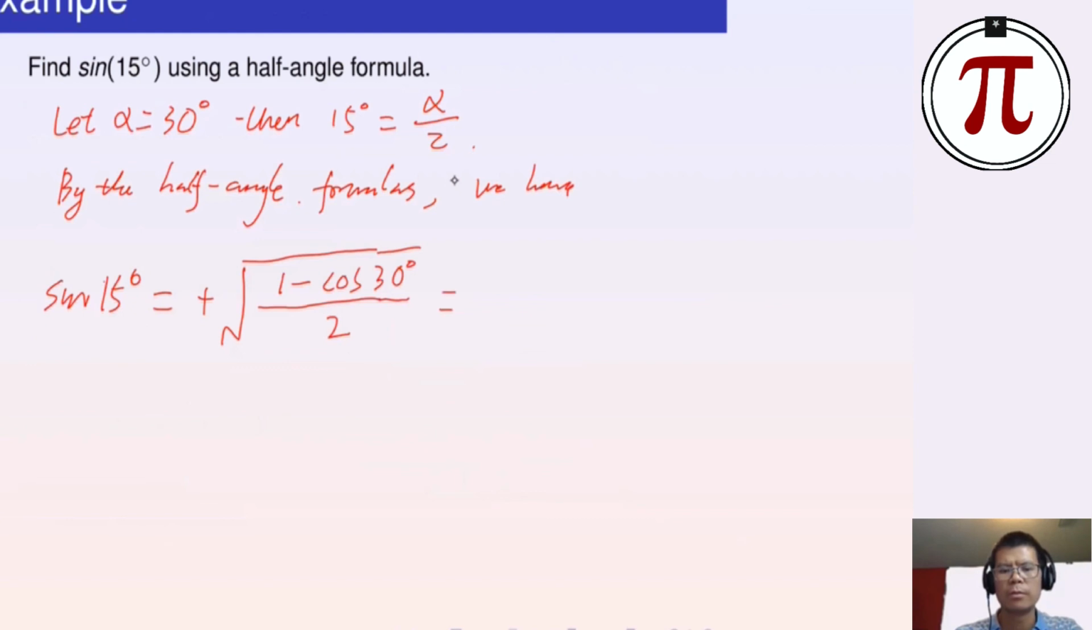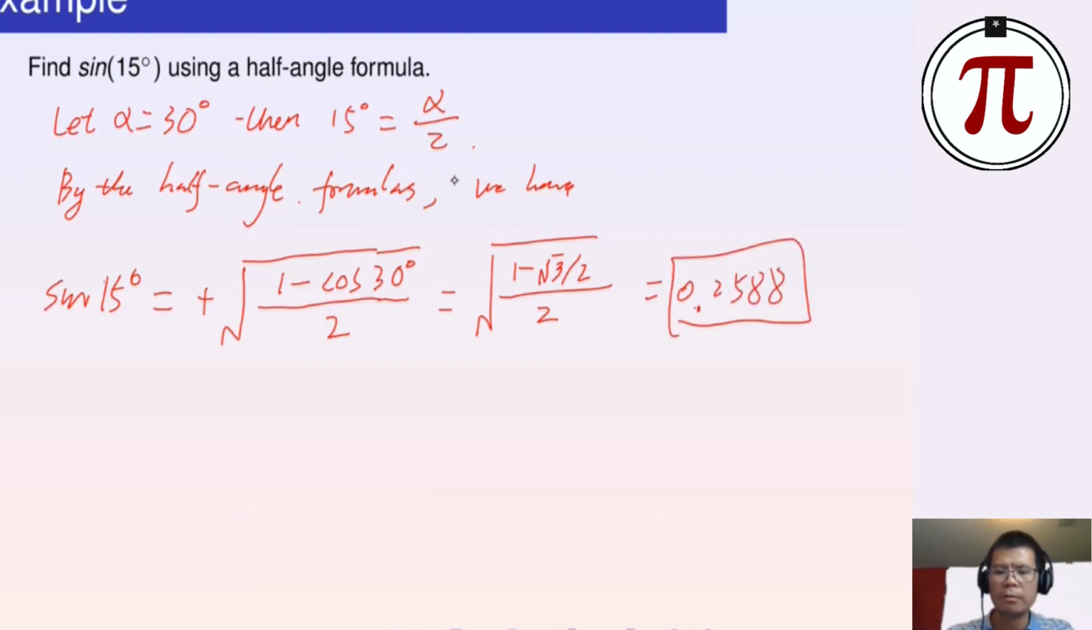Now this equals the square root of 1 minus cosine 30, which is square root of 3 over 2, and over 2. Using the calculator, we can find this value: square root in parentheses, 1 minus square root of 3 over 2, close the parentheses, divide by 2. What did you get? 0.2588. Very good. That's what we have.